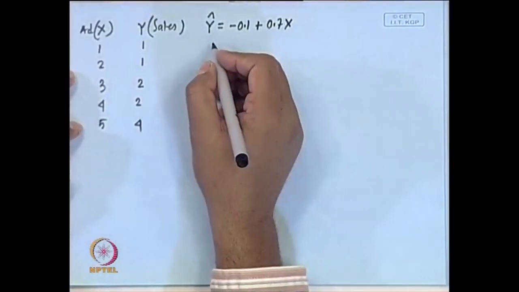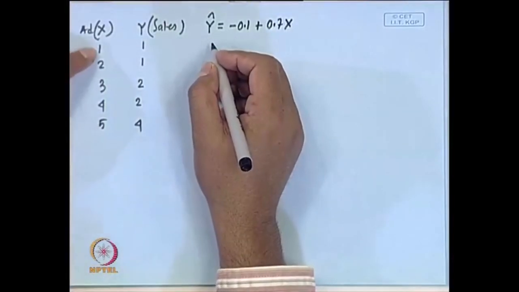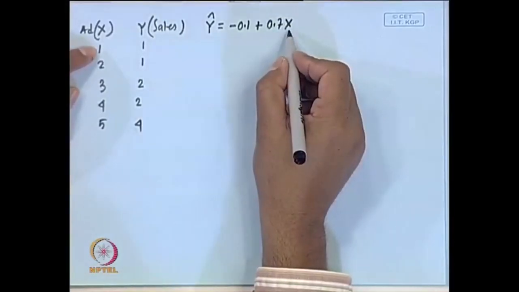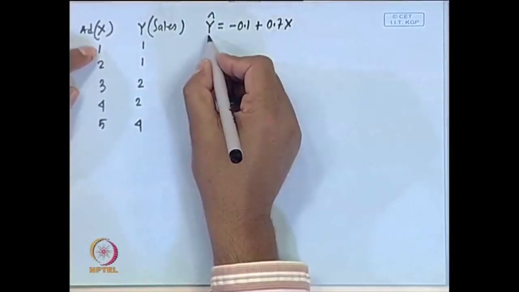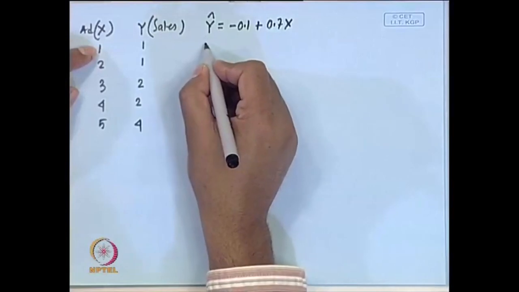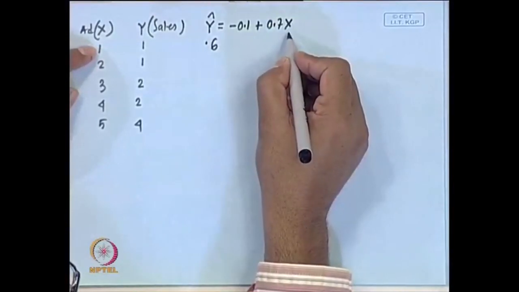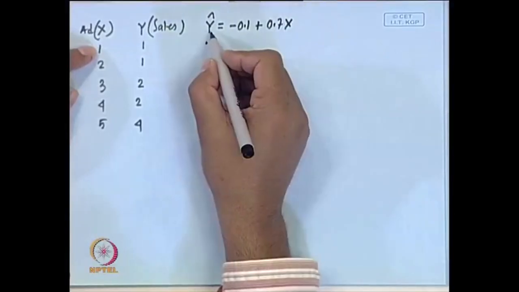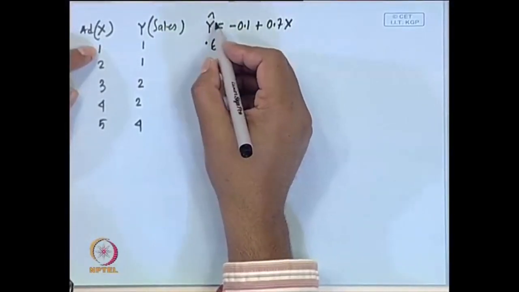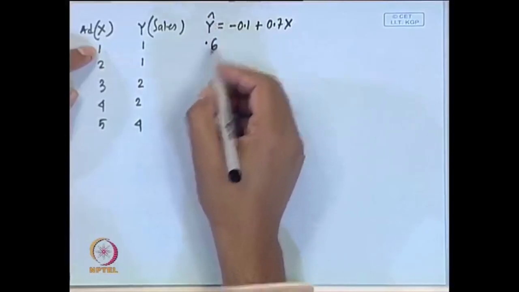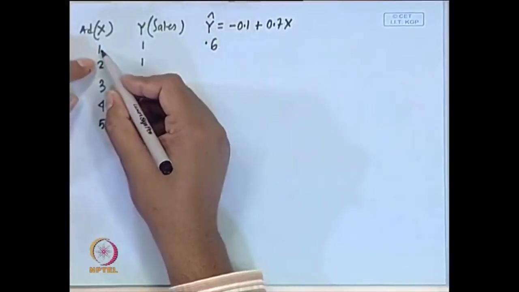Well, now corresponding to x equal to 1, the predicted value of the response variable is 0.7 minus 0.1, you just put x equal to 1 here, that gives y 1 hat, the predicted value, as 0.6, corresponding to x equal to 1.